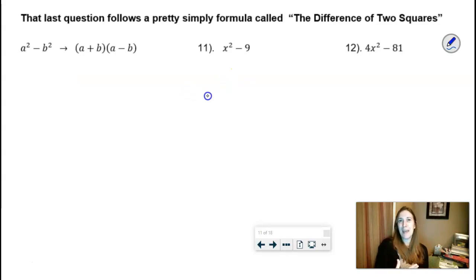So if it falls into this pattern, the pattern works the same way every time. What you do is you take the square root of the first term and you put that number here and here. And then you take the square root of the last term and you put that number here and here. And then the way the signs work is you got 1 plus and 1 minus.